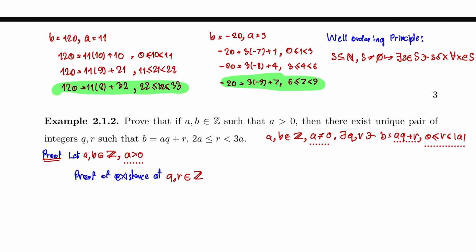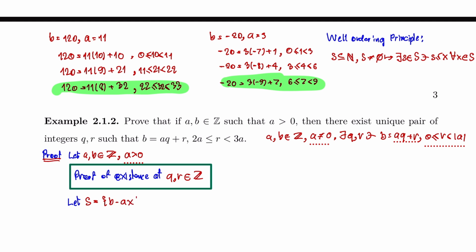So now let's get started. We need to let S be this set, the set of b minus ax such that x is an integer and b minus ax is, let's choose, greater than or equal to 2a.